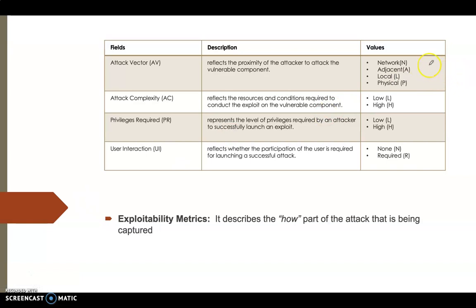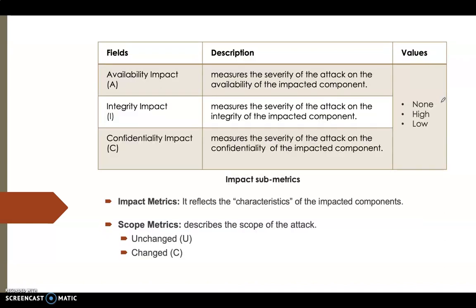For example, attack vector takes four values: N, A, L, P, where N indicates that the attacker can attack remotely from the network, which is considered to be easy from the attacker's point of view. Whereas in the case of P, it means that physical presence of the attacker is required, which indicates it's hard to attack, and so forth. For attack complexity, if it's low, it's easy for the attacker. If it's high, it's complicated for the attacker. And the same goes for privileges required and user interaction.